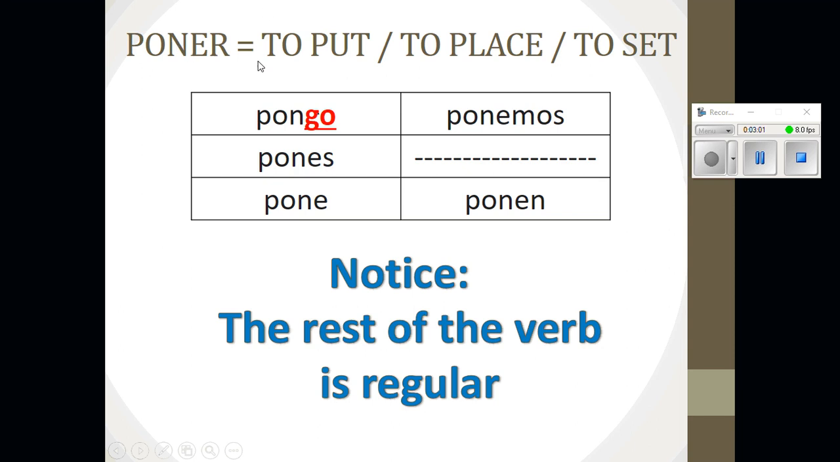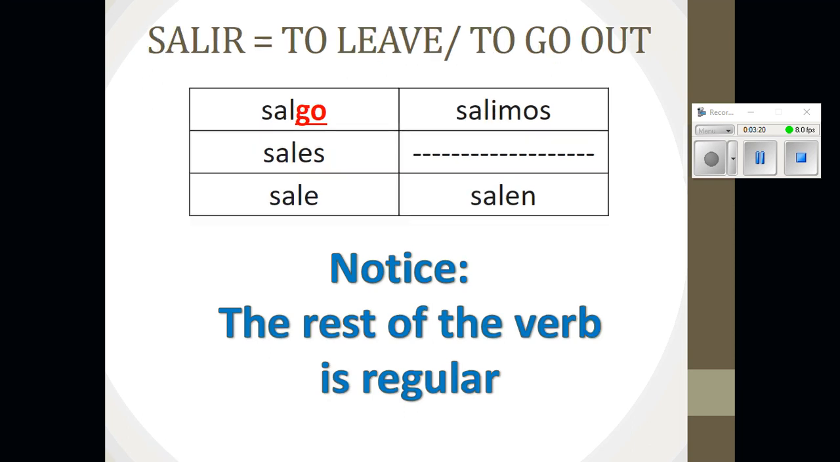All right, let's do poner. Make sure that you mark down that poner means to put, to place, or to set. And all forms except the yo is regular. Okay, so here's our irregular yo, and the rest of them follow the pattern. All right, so let's write pongo, pones, pone, ponemos, ponen. Pause the video. All right, salir is to leave or to go out. We need to mark that on the note guide. And again, all of the forms are regular except for the yo. All right, so we'll write salgo, sales, sale, salimos, salen. Pause the video.